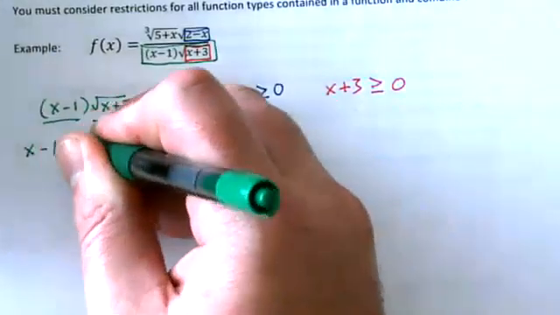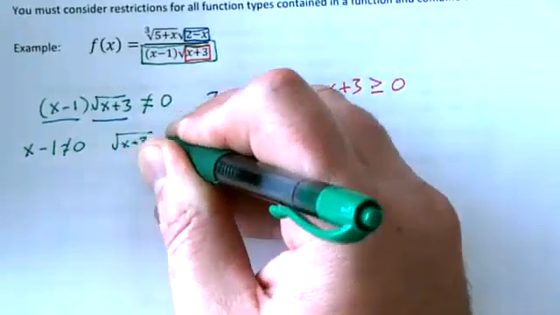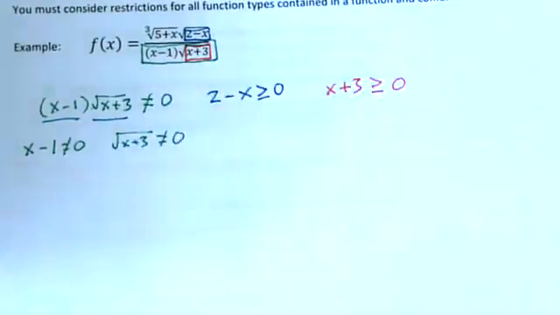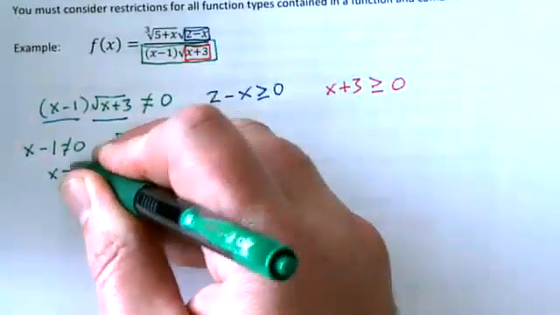x minus 1 not equal to 0, and the square root of x plus 3 not equal to 0. We're just solving this by splitting it up into those 2 factors. And then we'll just do our algebra steps on those and solve them. We're going to get x not equal to 1.